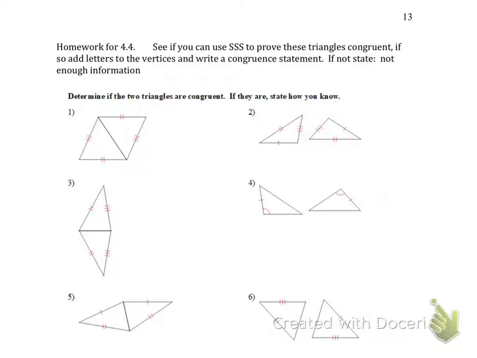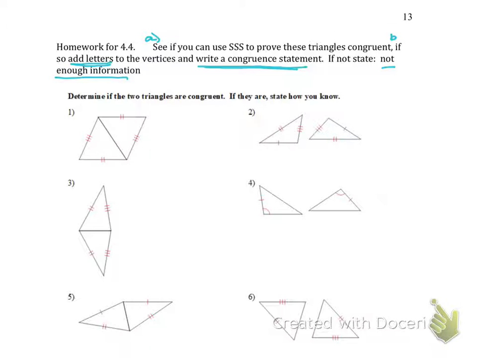So here you have the homework. I'm going to do the first two with you, and then you're going to finish this for homework. See if you can use side, side, side to prove these triangles congruent. Then, if you can, add letters to the vertices and write a congruent statement. If not, say not enough information. So I'm going to do the first two with you. You're going to do the rest.